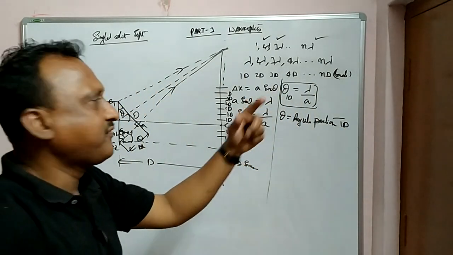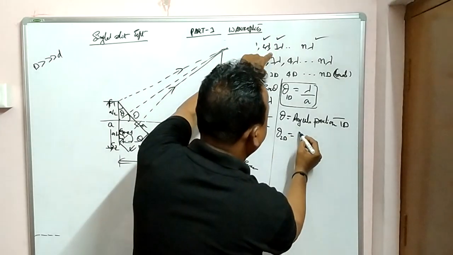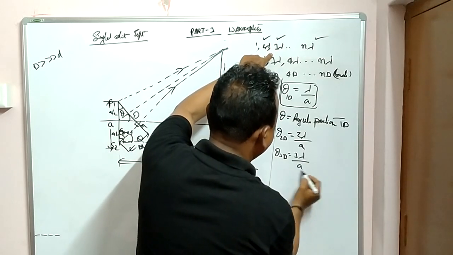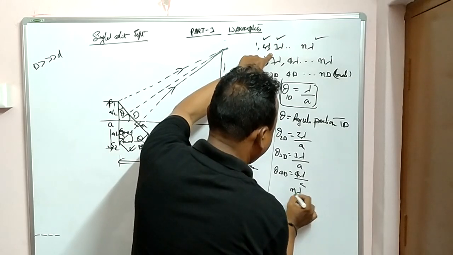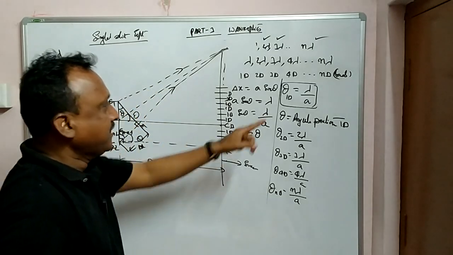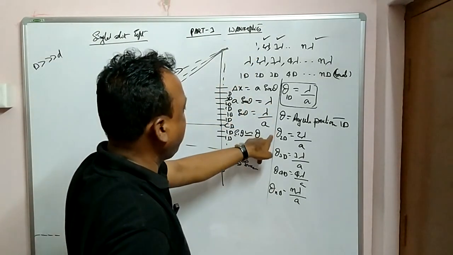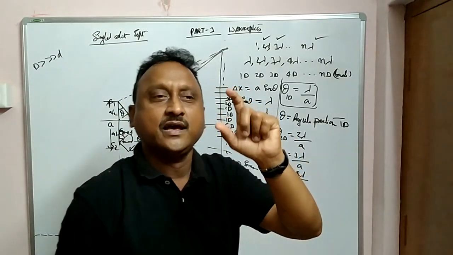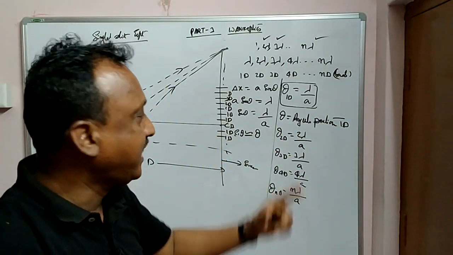In the same fashion you can find it for the second one. Theta for second dark, how much does it become? 2 lambda by a. Similarly third dark, 3 lambda by a. Similarly fourth dark, 4 lambda by a. nth dark, n lambda by a. nth dark. Clear? Because we know, if we put 2 lambda here, then sin theta is equal to 2 lambda by a. So all these angles for first dark, second dark, third dark, nth dark, what are those? Angular positions. Angular positions for first dark, second dark and nth dark.